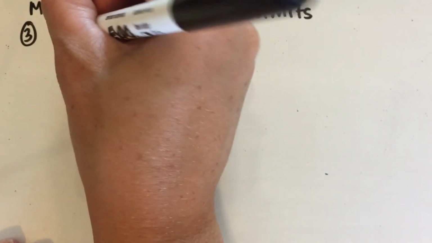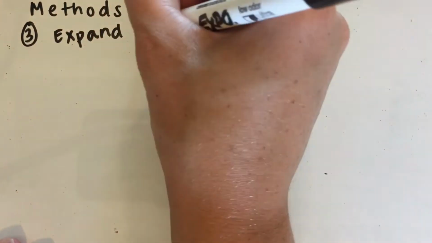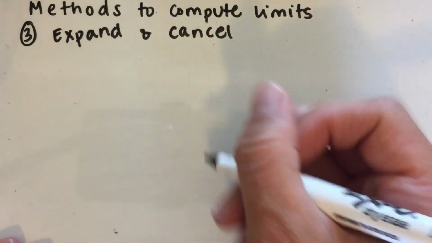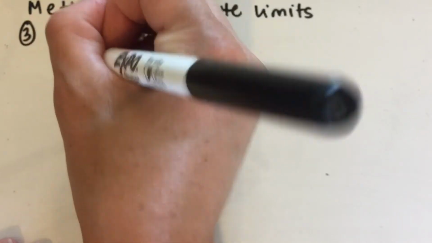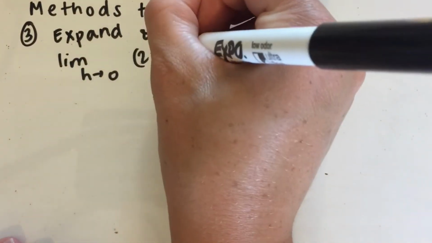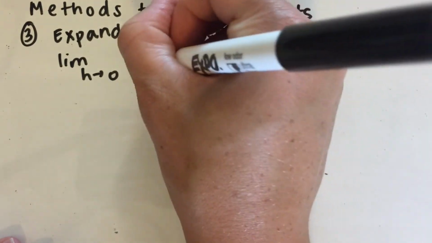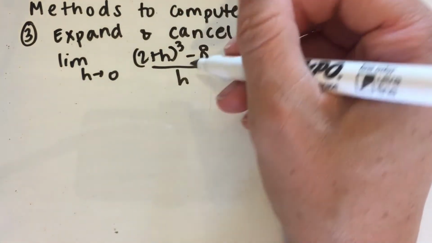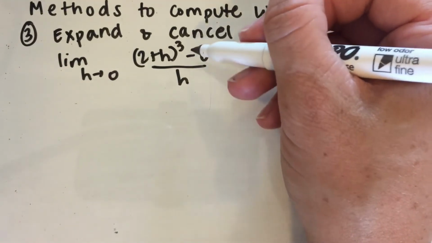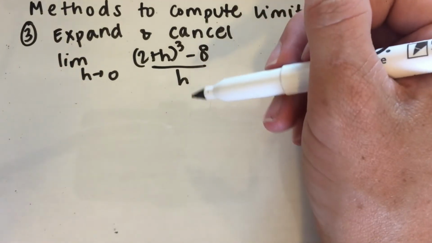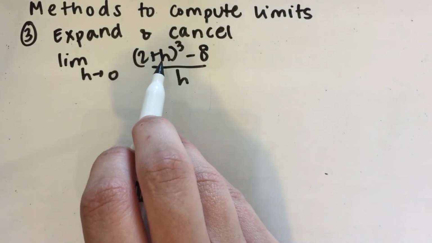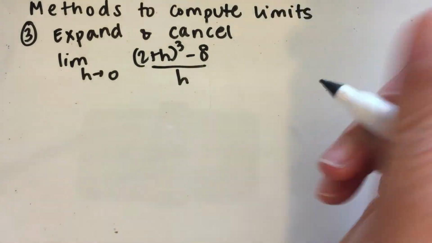Now another method you can use is expand and cancel. Here we have the limit as h goes to 0 of (2 plus h) cubed minus 8 over h. As we can see, if we were to plug in 0 to this function, we would get 0 divided by 0, which will not tell us anything. So we can expand this, and then we'll be able to cancel out h later.